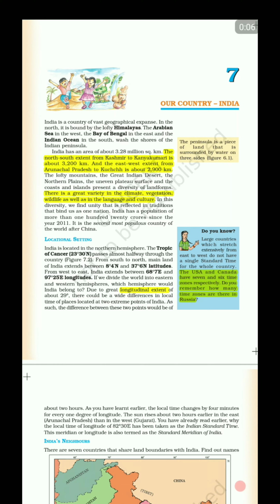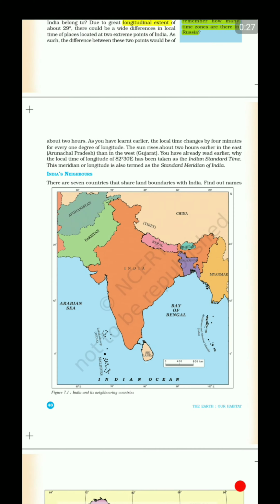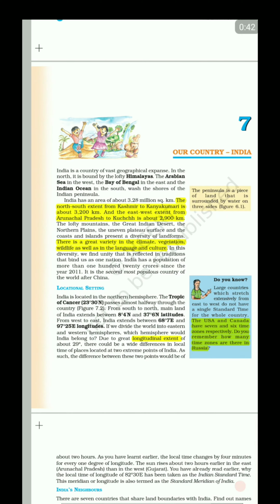Let's cover chapter 7 of class 6th NCERT, Our Country, India. Now India is a country of vast geographical expanse, right? Lofty Himalayas, Arabian Sea, Bay of Bengal, Indian Ocean. An interesting fact about India is that the north-south extension is about 3200 kilometers, and the west to east extension is about 2900 kilometers. So in that sense, it's a very evenly shaped country, right? Here's what is written, same, right?